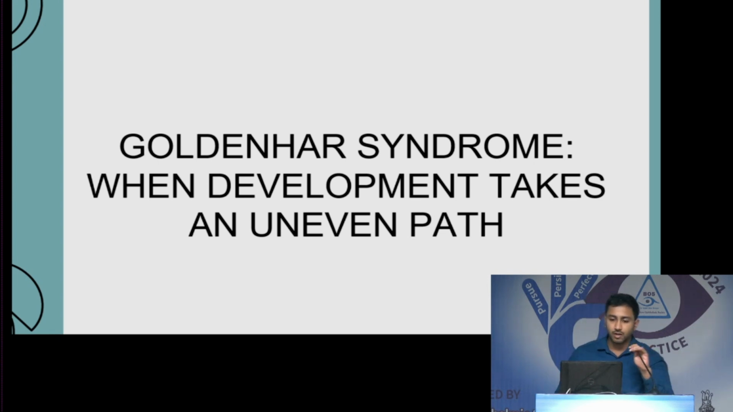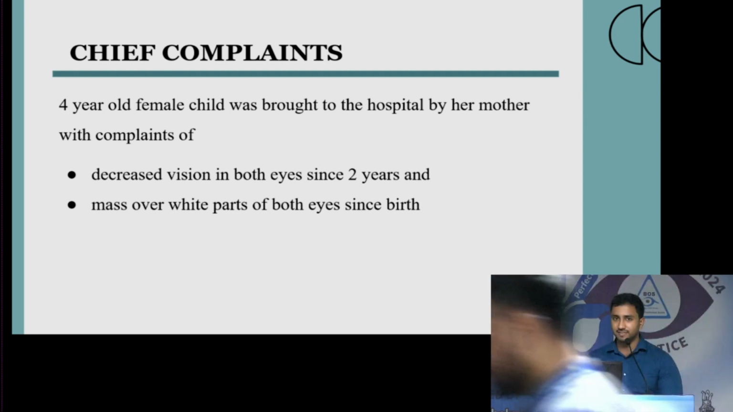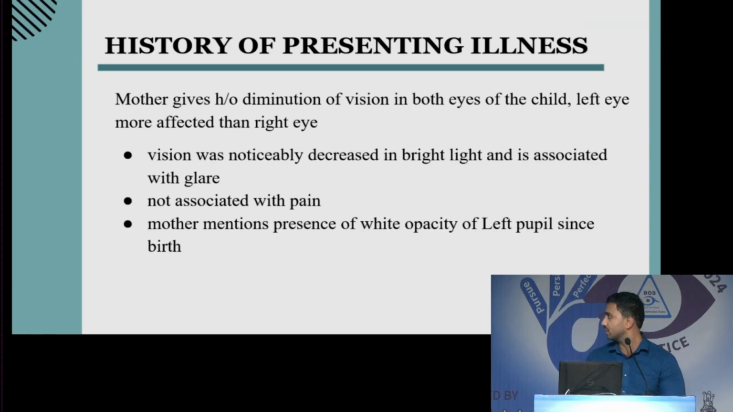Good evening, everyone. Today I'll be speaking on a case of Goldenhar syndrome, when development takes an uneven path. So, we had a 4-year-old female child who was brought to the hospital by her mother with complaints of decreased vision in both eyes, which was noticed since 2 years, and a mass which was present over the white part of both eyes since birth.